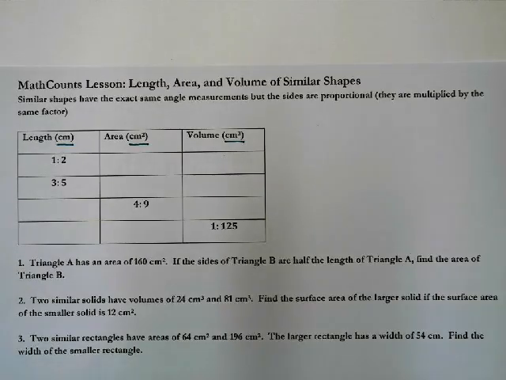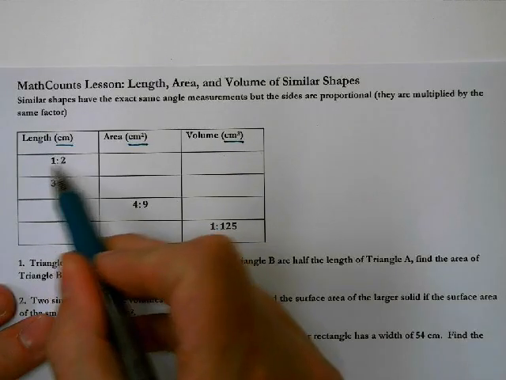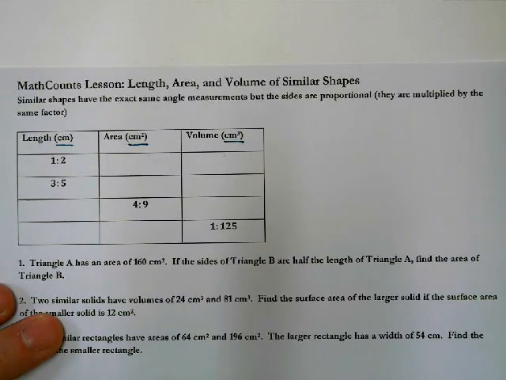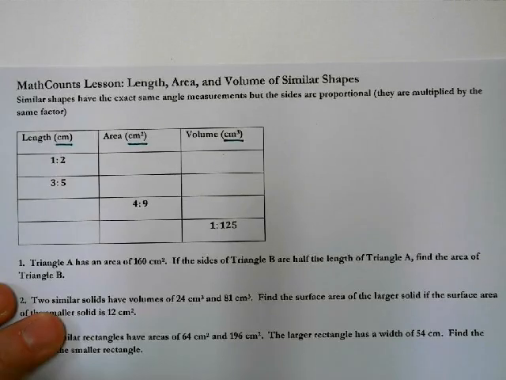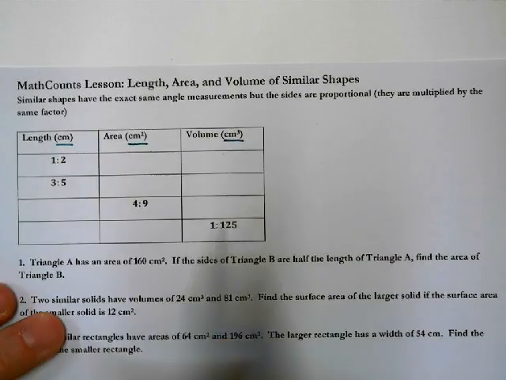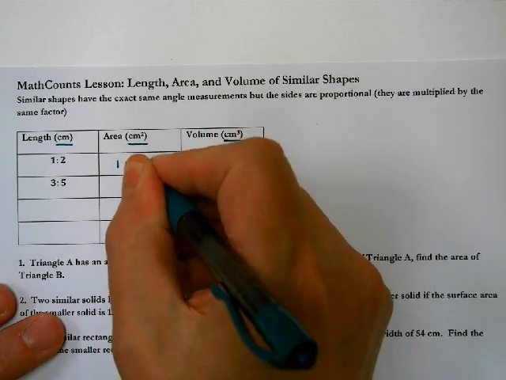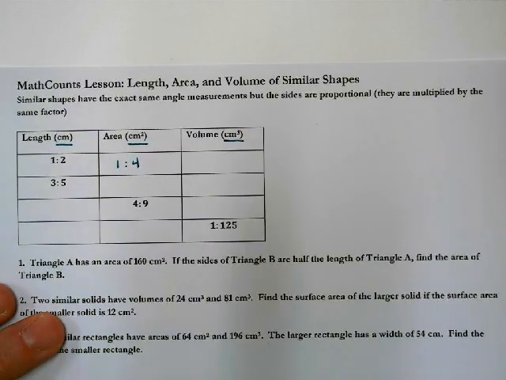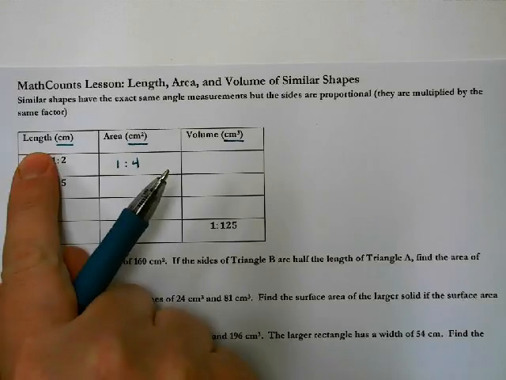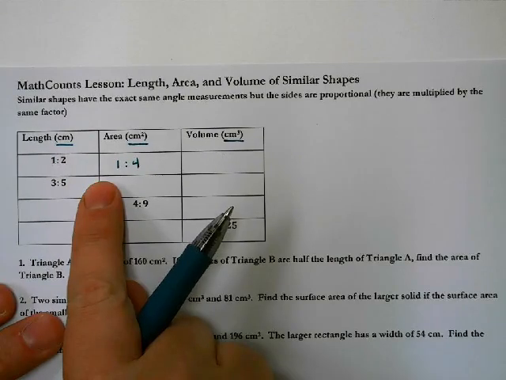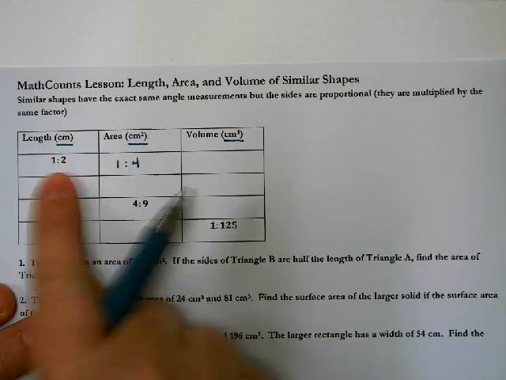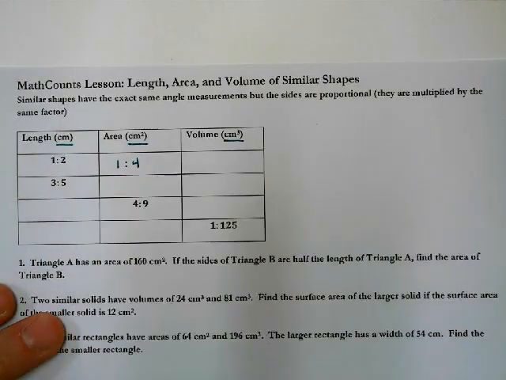So in this case you can see that 1 to 2 means the side lengths have been doubled, but the areas will not double. They will be the square of this. So the areas would be in a ratio of 1 to 4, because not only have you doubled the width, you've also doubled the length as well. So if you double this and double this, you get 1 to 4.